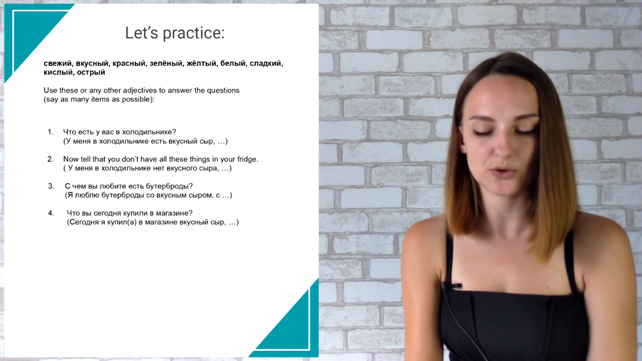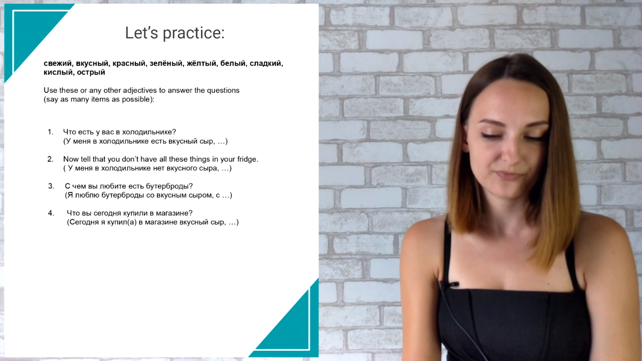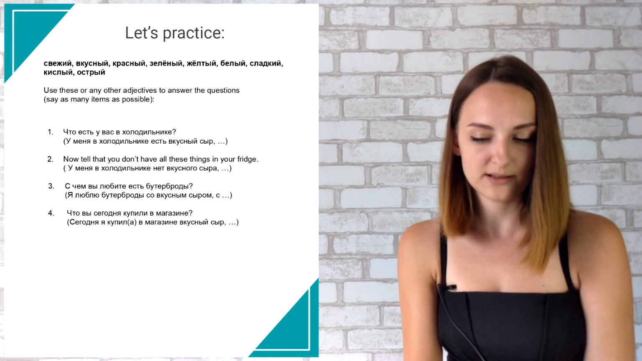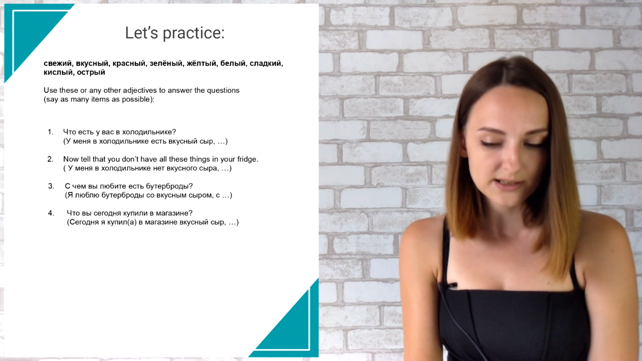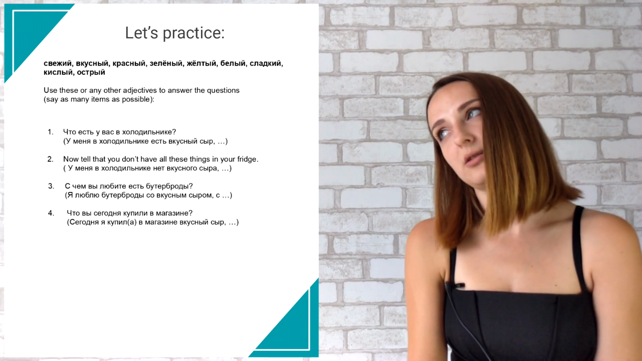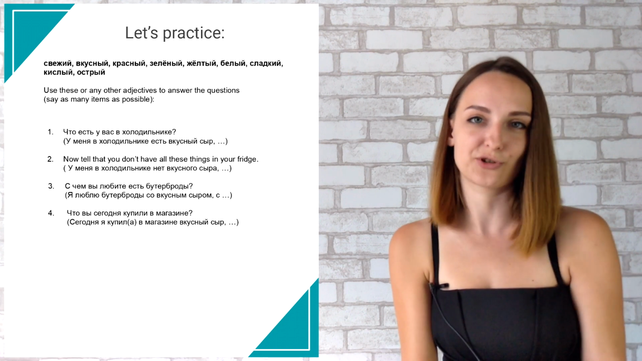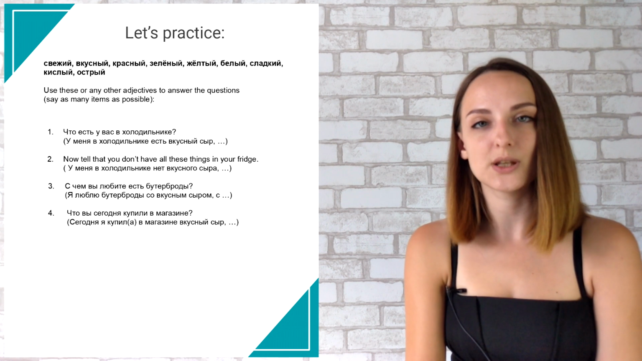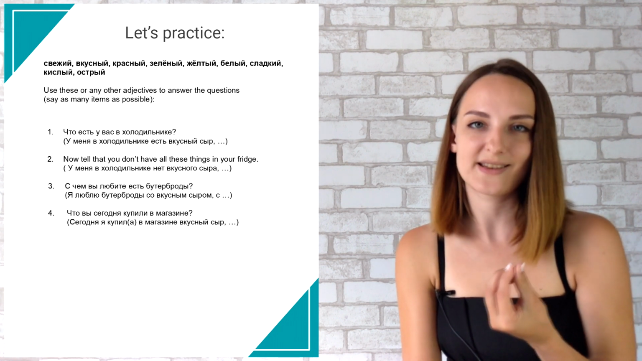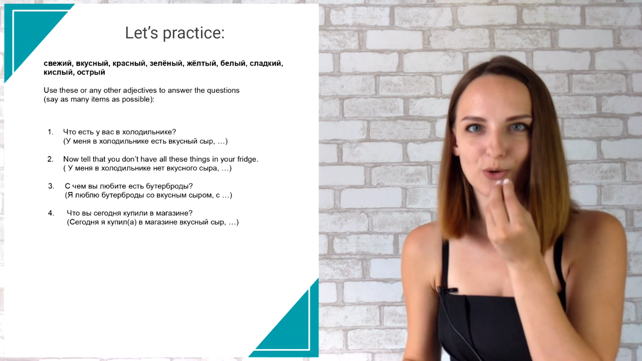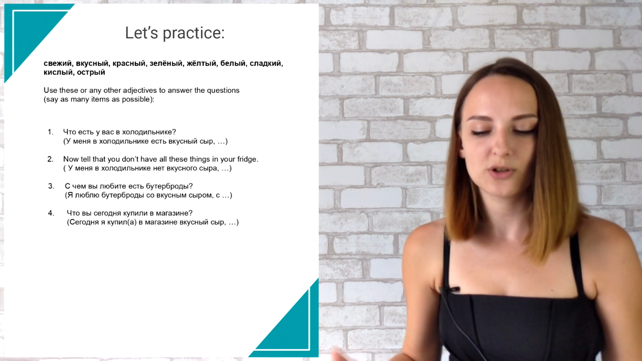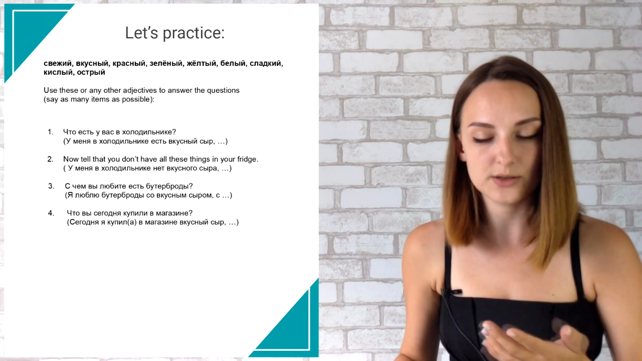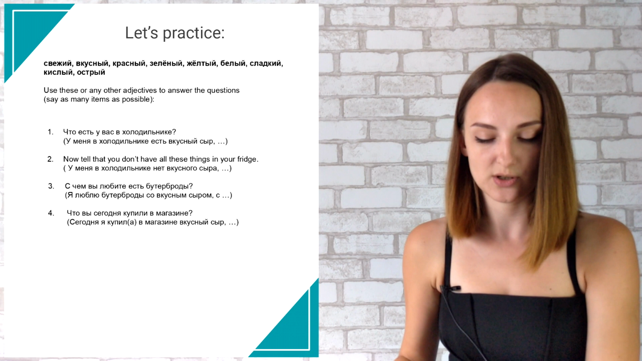So, you have a list of different adjectives. Here, свежий, fresh, вкусный, сладкий, tasty, да? No, not tasty, sweet. Кислый, sour, острый. Острый has two meanings in Russian. It can be sharp objects, острые предметы. И острый means like spicy, да? When it's very like hot on taste, yes? So, you can use these adjectives or any other that you know in Russian that you need to answer these 4 questions that we have here.